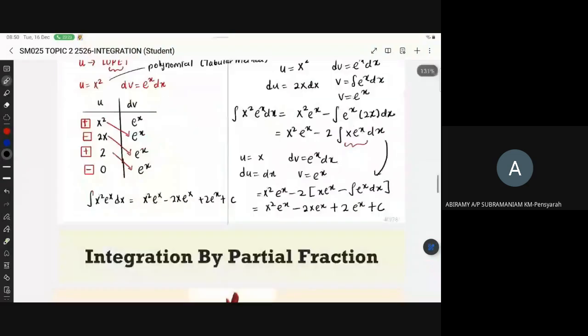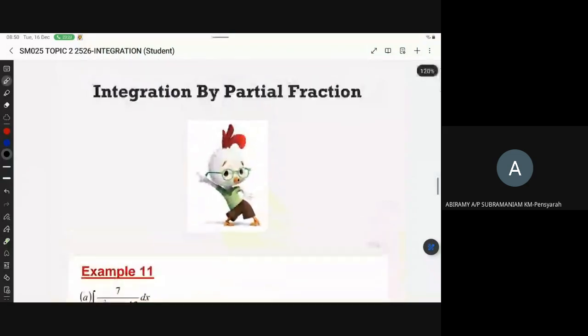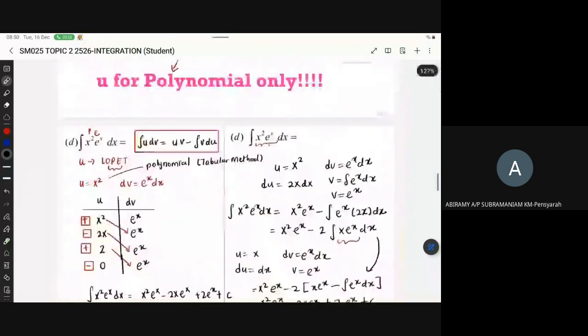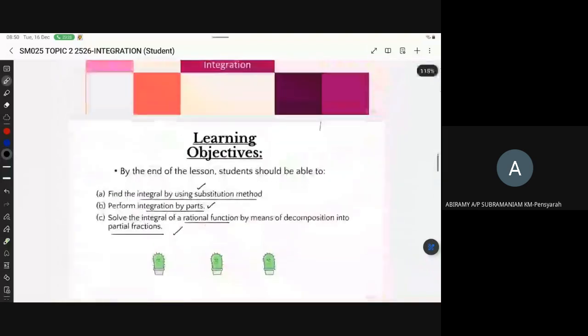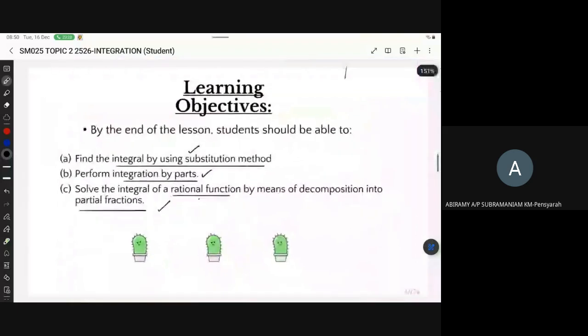Now I would like to end my video for today. We have covered mainly two important techniques of integration in this video, which are the substitution method and integration by parts. In integration by parts, we also covered the tabular method. Please be very clear that there is only one important thing we need to consider to use the tabular method: u being a polynomial. That's all for today.